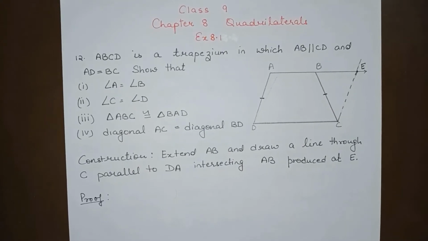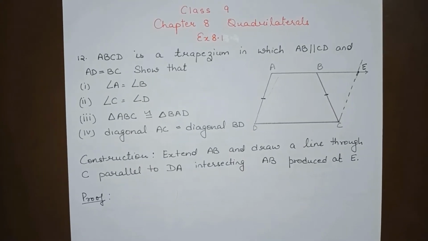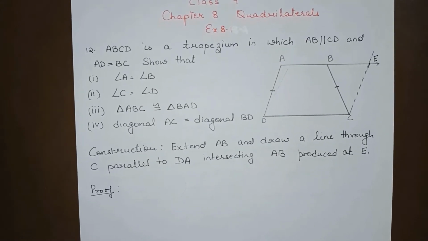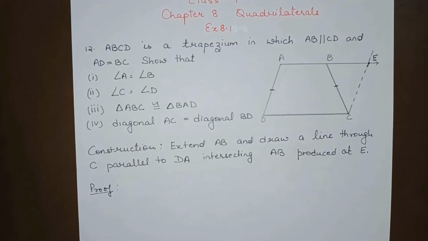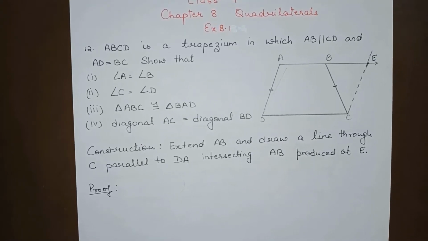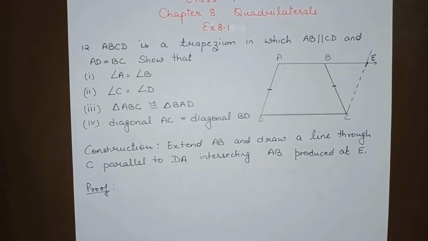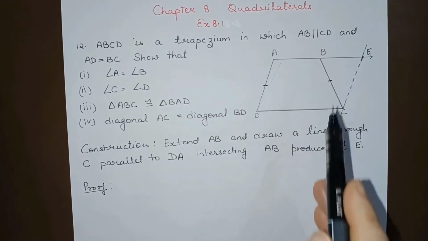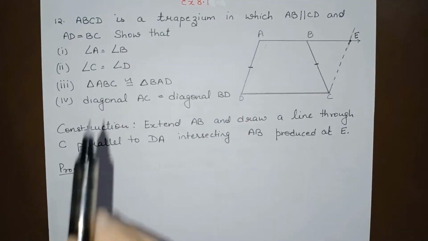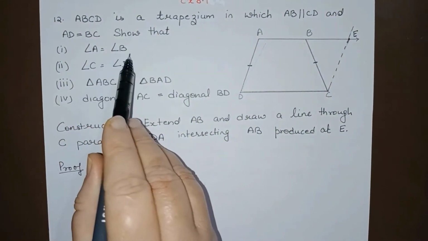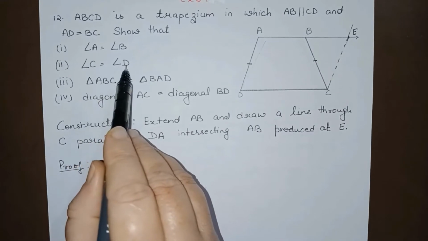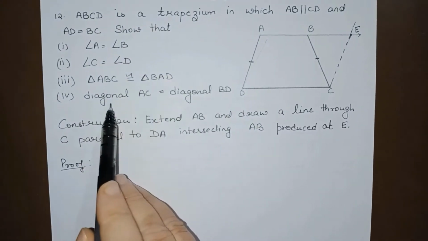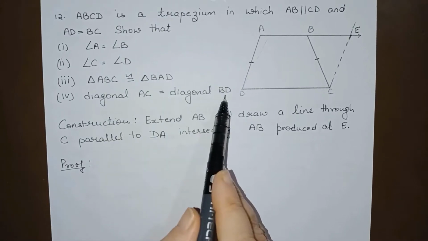Hello everyone, today we will do class 9th chapter 8 quadrilaterals exercise 8.1 question number 12. ABCD is a trapezium in which AB is parallel to CD and AD is equal to BC. We have to show that angle A is equal to angle B, angle C is equal to angle D, triangle ABC is congruent to triangle BAD and diagonal AC is equal to diagonal BD.